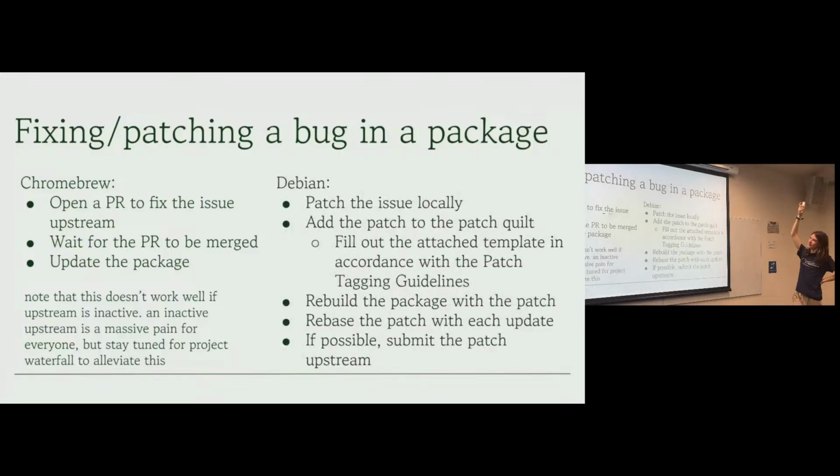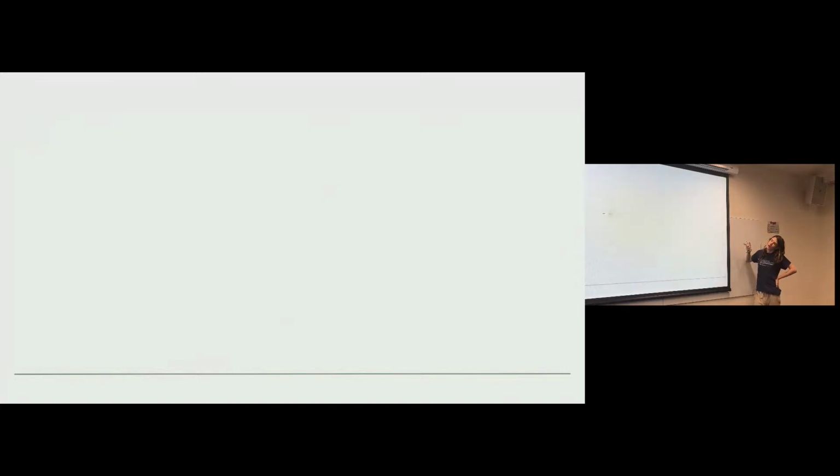Continuing on. Debian. You patch the issue locally. You add the patch to the patch quilt. You fill out the attached patch template according to the patch tagging guidelines, version 3, 2024. You rebuild the package with the patch, and then you rebase the patch with each update. Now, it does say, and again, this is one of the 2 separate Debian patching guidelines I could find, that if possible, you do submit the patch upstream. Let's see how that actually turns out.